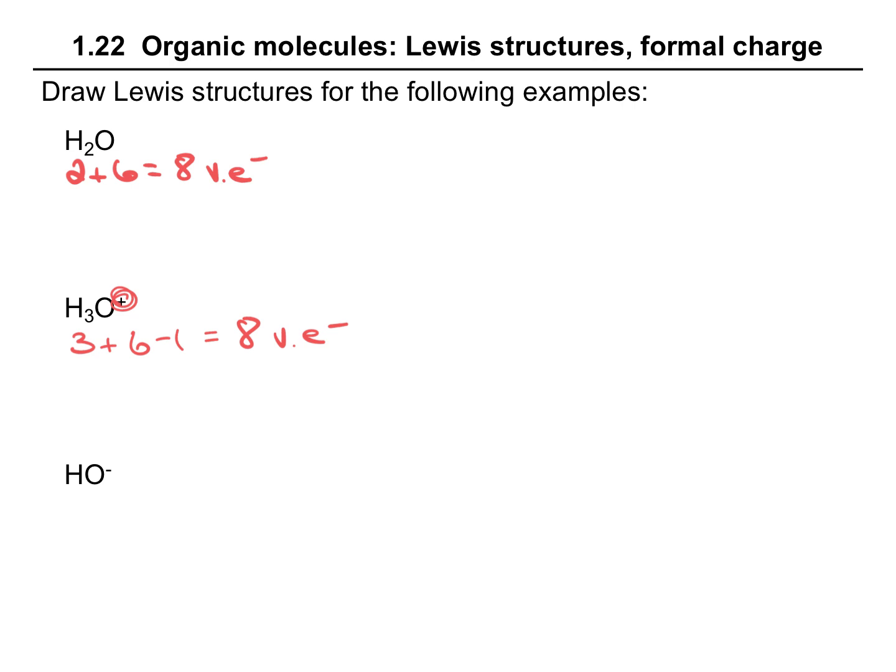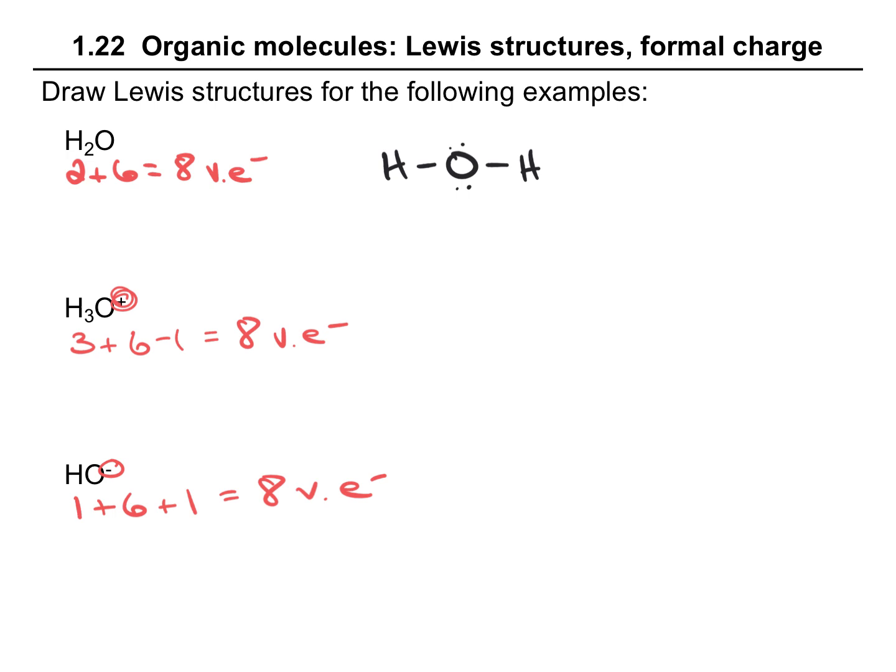And in our third example, HO minus, hydrogen contributes 1, oxygen contributes 6, but we also have this negative charge, which means we have an extra electron. So this gives us 8 valence electrons as well. When we think about the connectivity, we have oxygen in the middle and hydrogen on either side, and we can fill in our lone pairs. Oxygen has its octet, each hydrogen has its duet, and this structure is using 2, 4, 6, 8 valence electrons, which is what it has to work with.